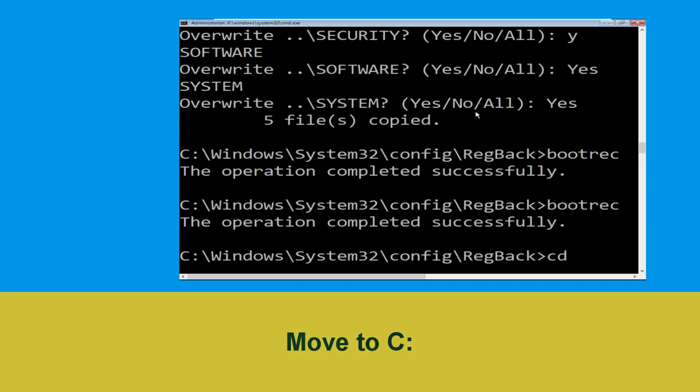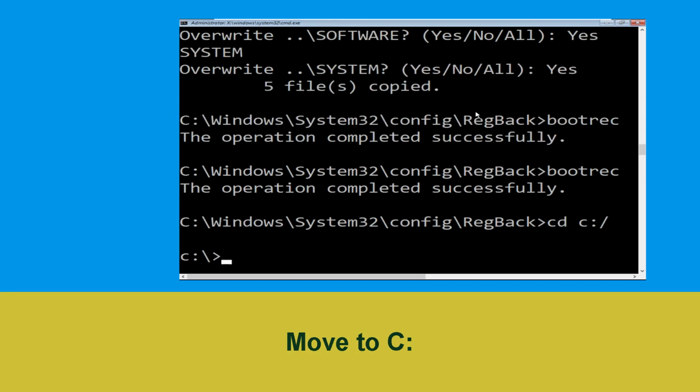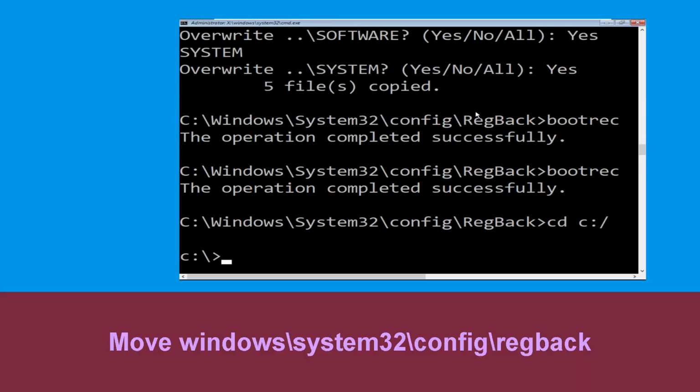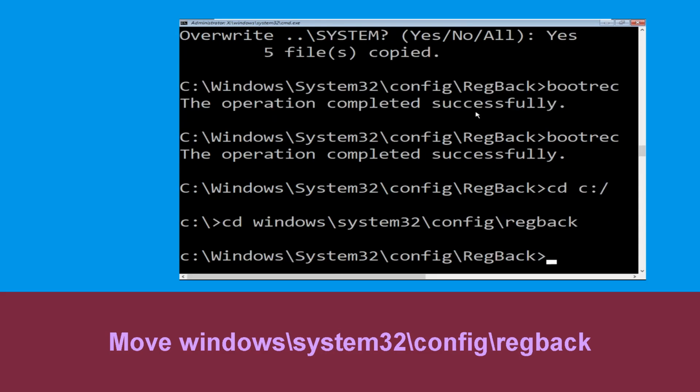Now type cd c:/ and simply hit enter. Now type this command cd windows/system32/config/regback and simply hit enter to execute the command.